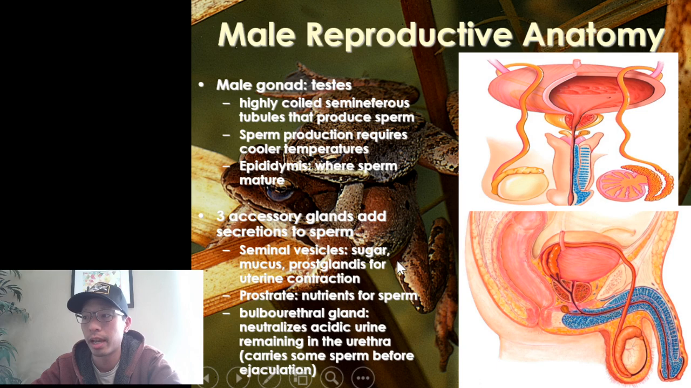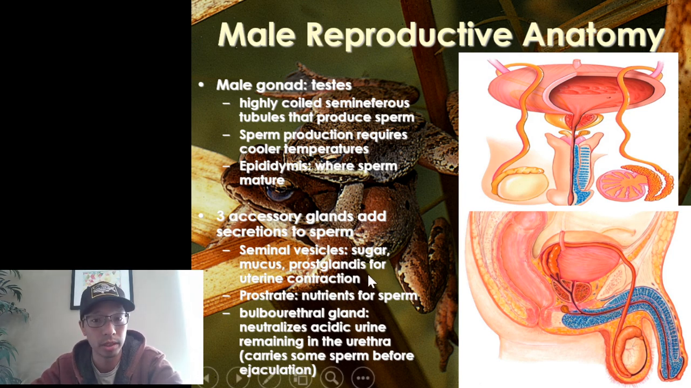Well, seminal vesicles add mucus, just to give you a fluid for that sperm to sit in so it doesn't dry out. It does provide sugar because the sperm have to swim. So yes, they do cell respiration. They make ATP, and that's going to power the swimming of the gamete cells. And it also contains a hormone called prostaglandin. Prostaglandin causes muscles to contract, and so it's actually used during childbirth, but also during sex.